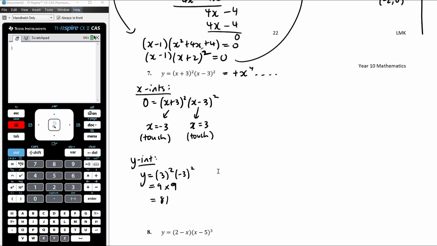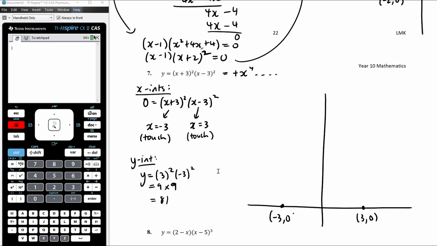Alright, so let's think about what we've got here. We've got two x-intercepts. They're symmetric. And we're going to touch at both those points. So let's have there and there. Sorry, it's not very symmetric. Try again. Okay, so 3, 0 and negative 3, 0. It's a positive quartic, so we start up and finish up.